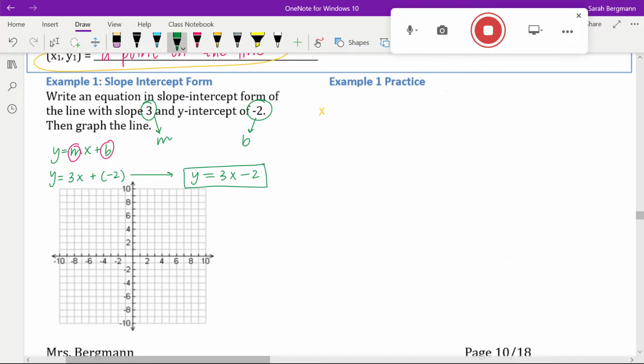Now in order to graph the line, I know that the y-intercept is negative 2, so I'll start by placing a point on the y-axis at negative 2. A slope of 3, remember from the previous lesson, means you go up 3 over 1. We can also move to the left by going down 3 over 1 to the left. Now connect these dots to form a straight line, and there's your solution. Try the practice problem to the right, please.